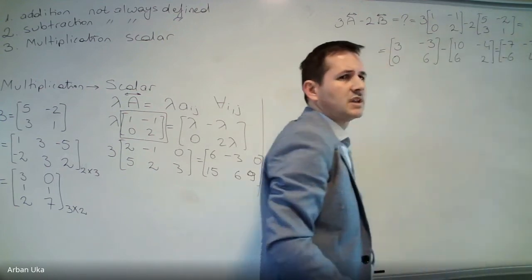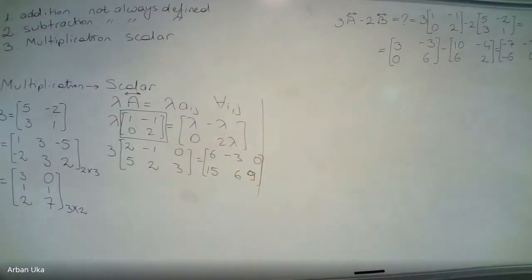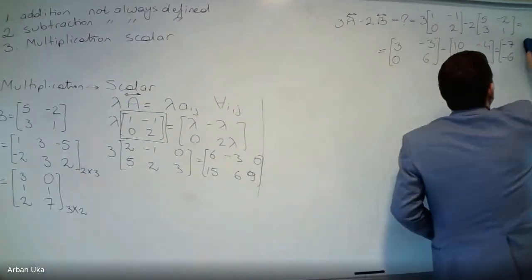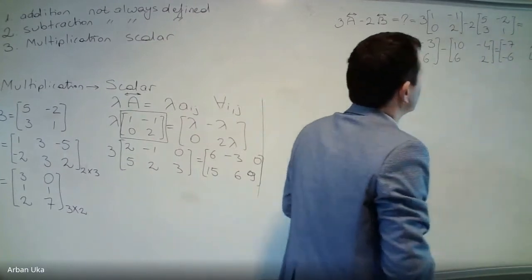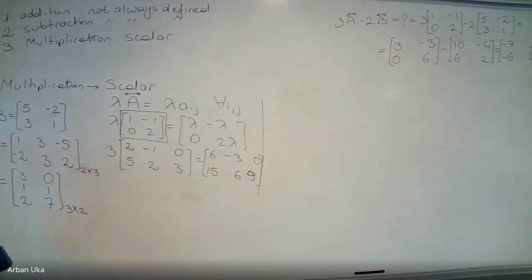Okay, so this was multiplication, yes? Minus 3 minus 4. One. Yes, it is, of course. Yes, it's 1. This is 1. Thank you for correcting this. So this was the multiplication by scalar.